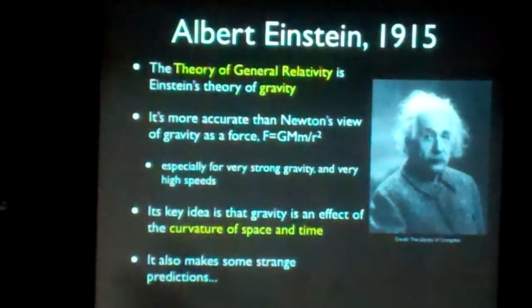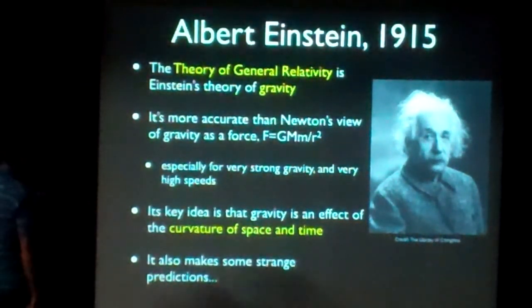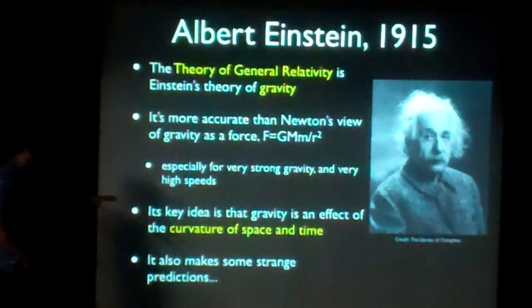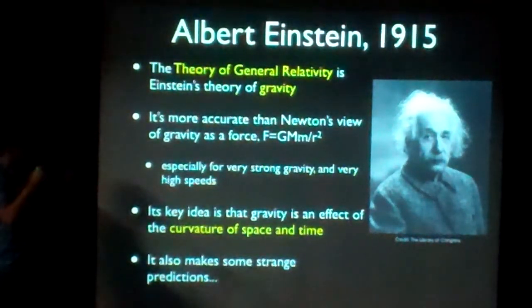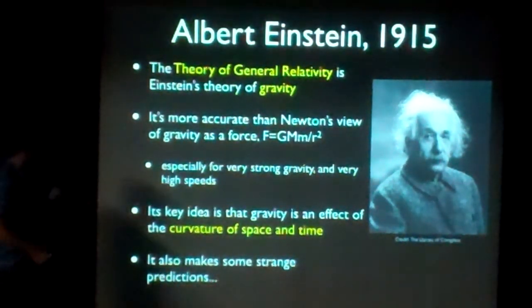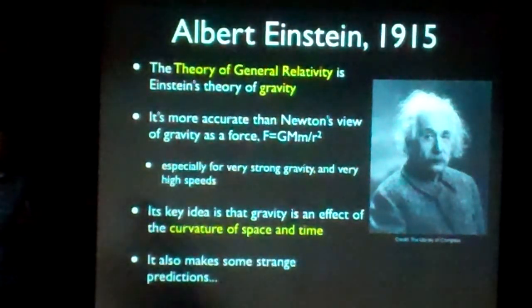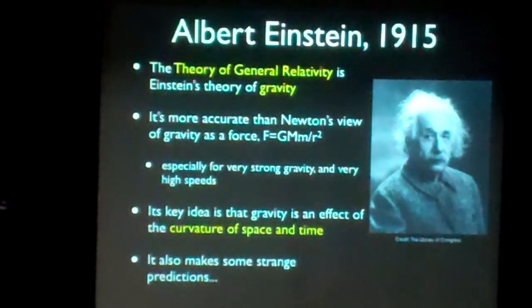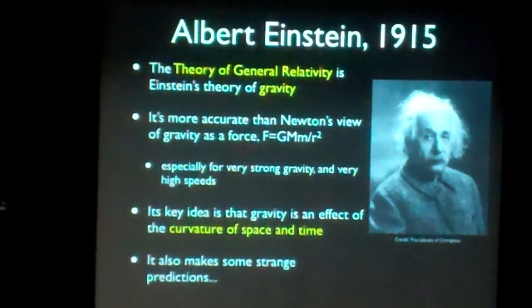Einstein's theory of general relativity is more accurate than that, especially for very strong gravity, like around a black hole, or for very high speeds, like when things are moving an appreciable amount of the speed of light. And the key idea here is that gravity is not just an instantaneous force between two objects, but more a curvature of space and time. So gravity is built into space-time. And it also makes some strange predictions, as we'll see.